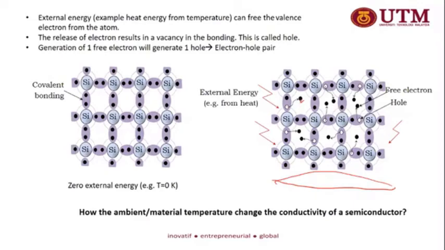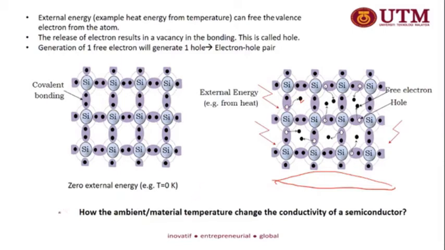Now this conduction electron does not belong to any energy shell, so it can move freely inside the material. When it moves freely inside the material, it can conduct electricity. If you look at these pictures, you can see that the release of one electron will produce a vacancy, and we call this vacancy a hole. So one electron will produce one hole. This is what we call an electron-hole pair.